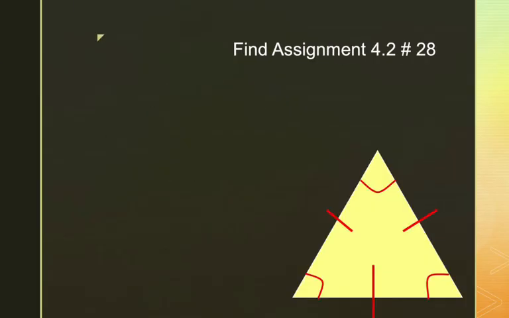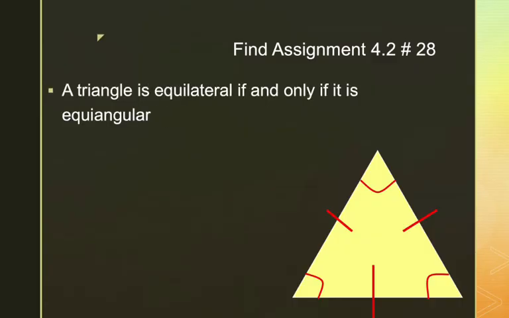Back when we were doing assignment 4.2, number 28, we talked about equilateral triangles. We're going to have a theorem about that today. We have a triangle is equilateral if and only if it is equiangular. I'm signifying here this if and only if means that we have two things that happen with that if and only if. It means both of these.